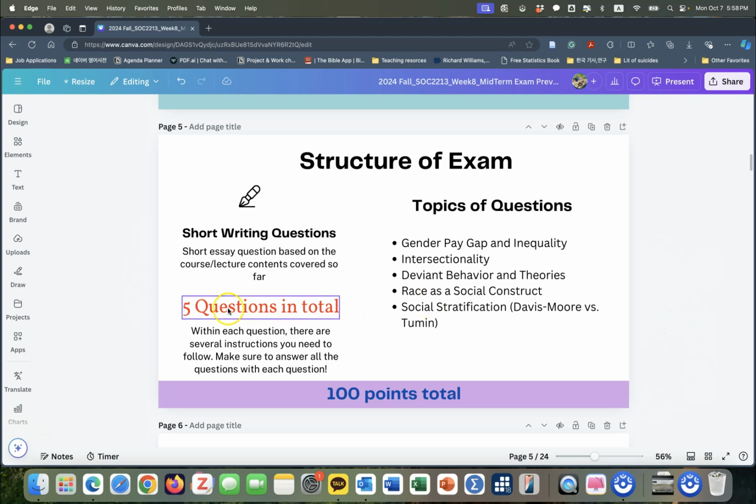The structure of the exam will be 5 short writing questions. There will be 5 questions in total, and possibly each question has several sub-questions. I will give you an example, but there will be 5 essay questions on 5 different topics. The topics of the exam will include the gender pay gap and inequality, intersectionality, deviant behavior and theories, race as a social construct, and, as you read in your writing assignment 1, social stratification: the Davis and Moore thesis versus the Tumin argument.